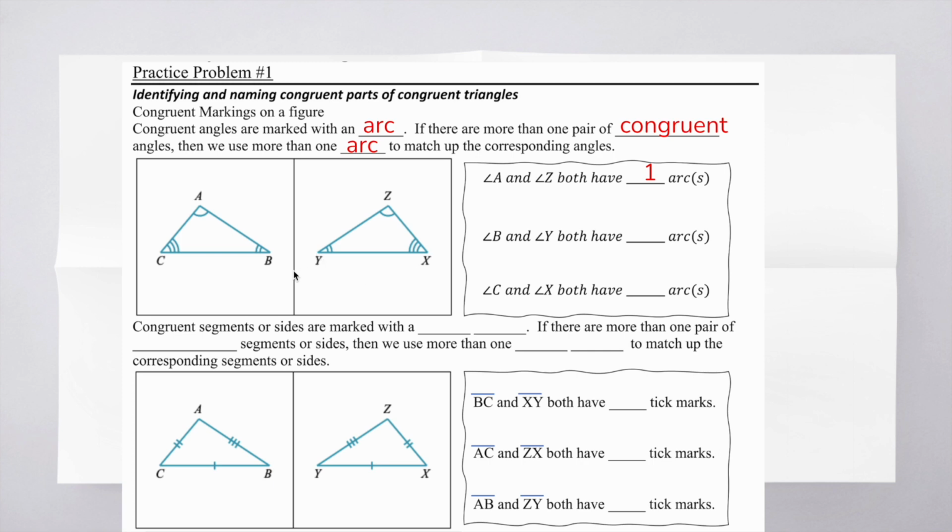Angle B and angle Y, well, they both have two arcs. And angle C and angle Z, those both have three arcs. So we literally just match up one arc to one arc, two arcs to two arcs, three arcs to three arcs. So the sides, those are marked with tick marks.